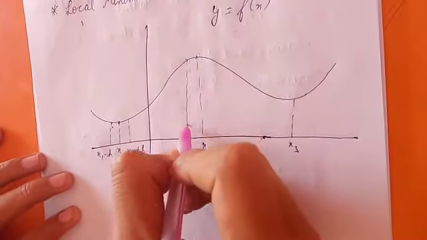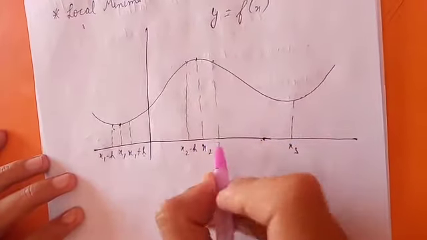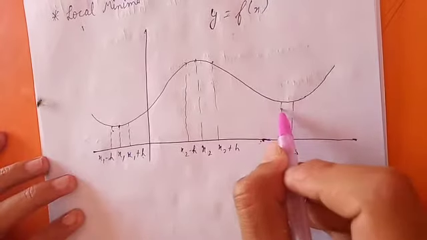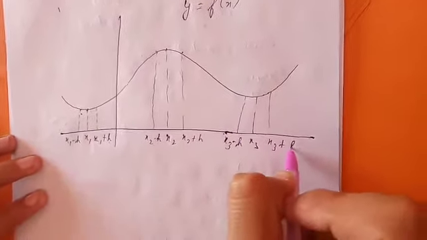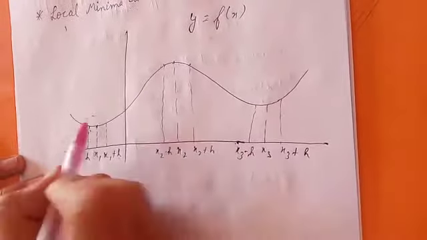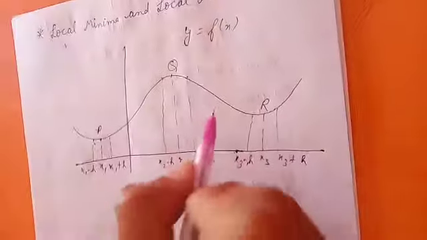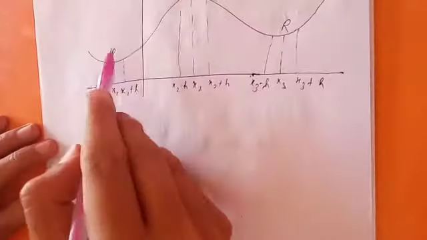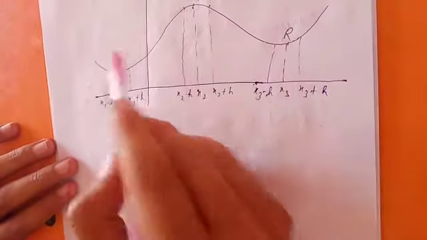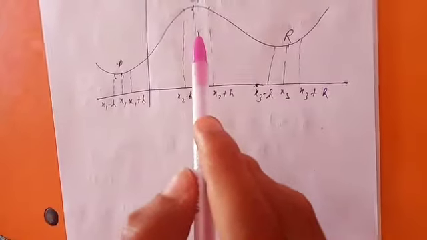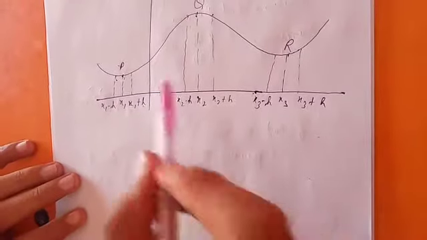Similarly, this point will be x2 minus h, and this will be x2 plus h, and in the same way for x3, x3 minus h and x3 plus h. Now say this point is our P, this is Q, and this is R. Now you notice here that it is minima here, maxima here, and again minima. It means the graph is frequently changing, giving us many values of maxima as well as minima.